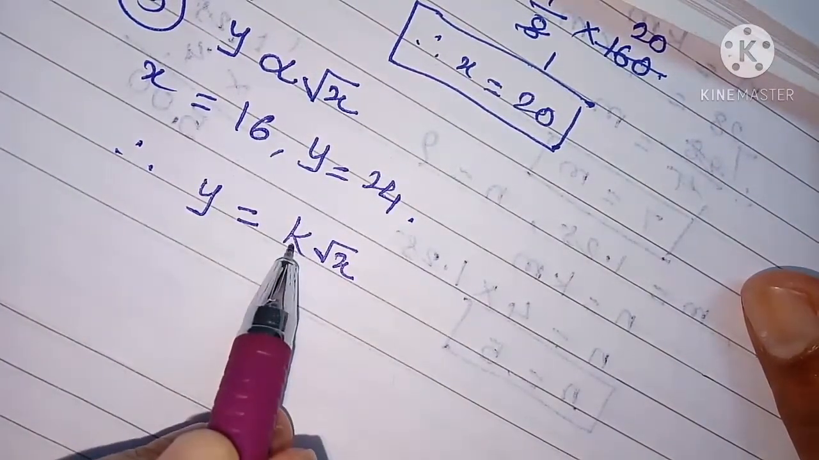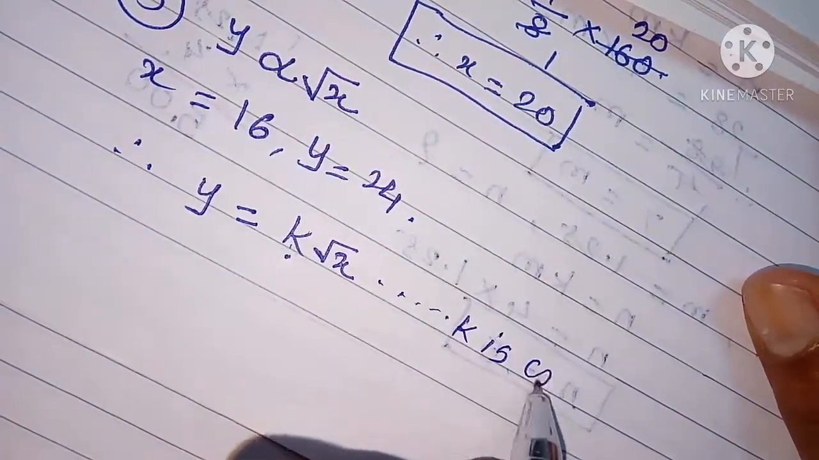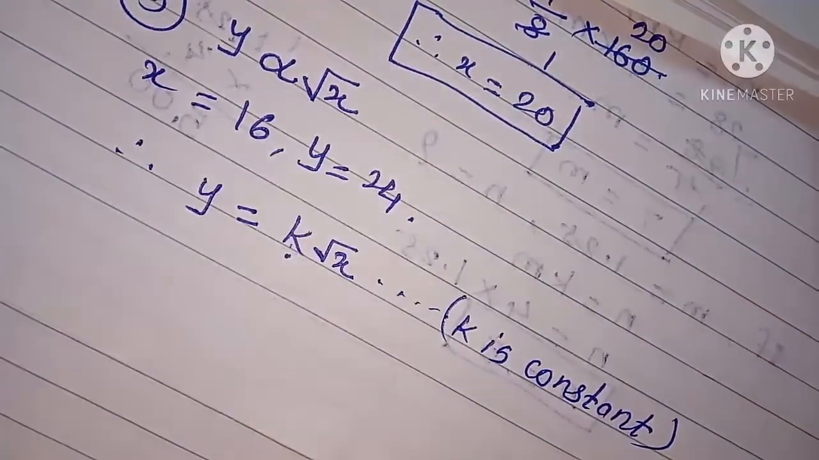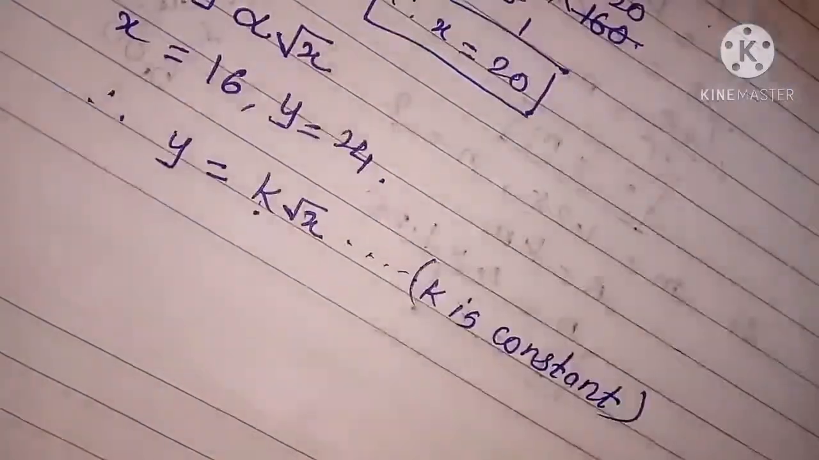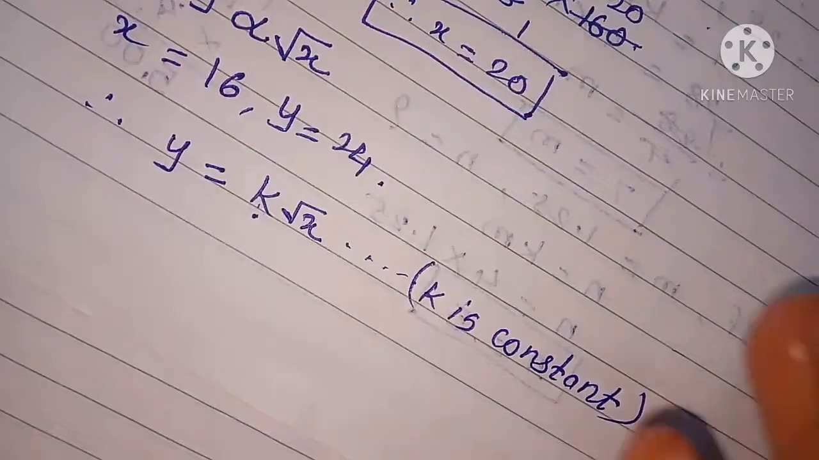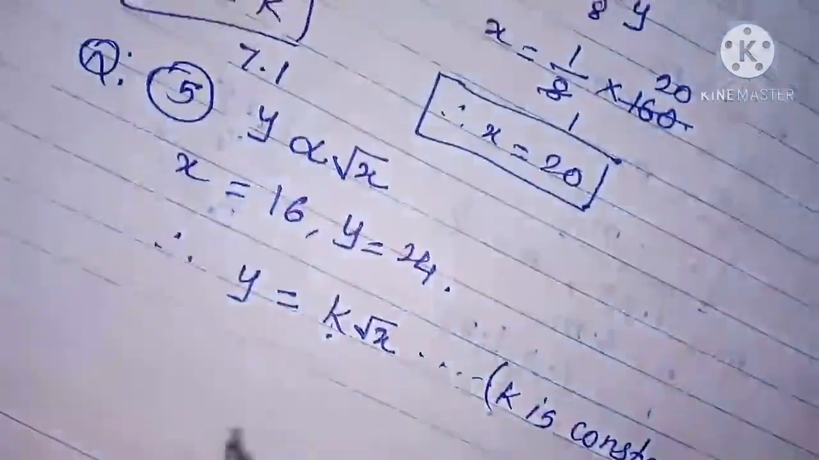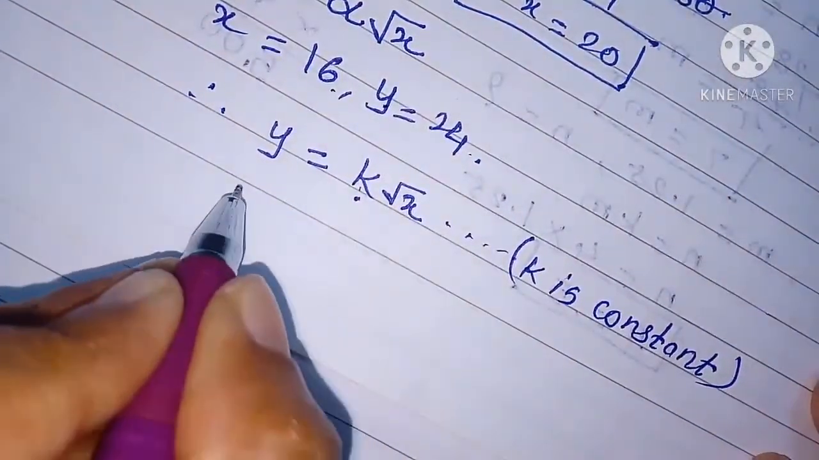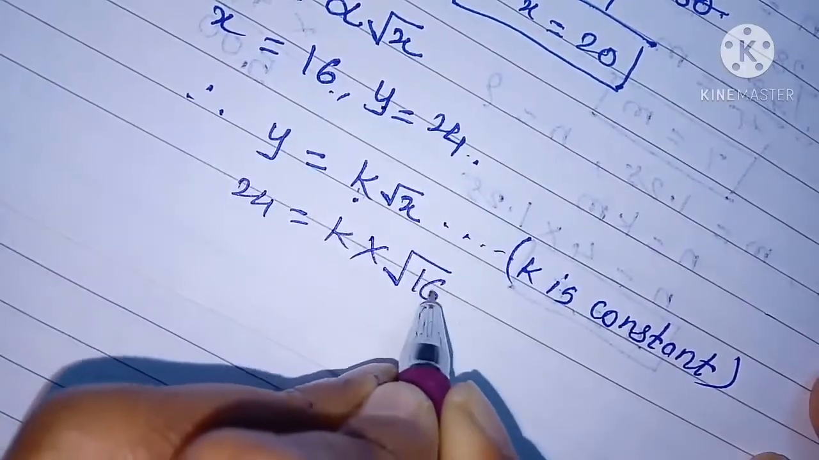Every time you have to write the reason. k is constant. It is better to give a reason every time. So k is constant. So y is equal to k root x. As given here, x is equal to 16 and y is 24. So 24 is k into root 16. Here root 16 is coming.